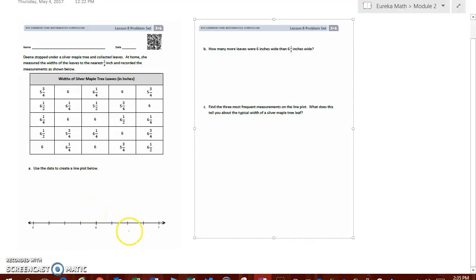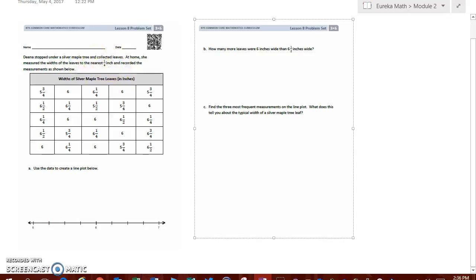Look at our line plot though. What do you notice? You've got starting at 5, which they can do. They don't all have to start at 0, going to 6 and then 7. So we have to actually label the numbers before we can actually put our X's on our line plot. So you'll notice we've got 1, 2, 3, 4 sections between each whole number. So we're talking about fourths, just like we have in our problem up here.